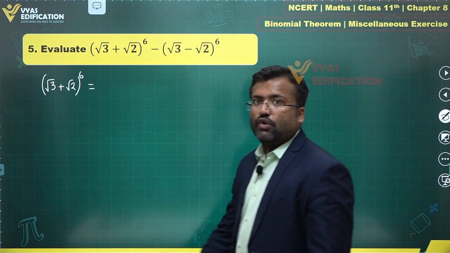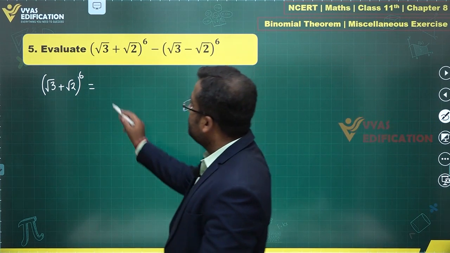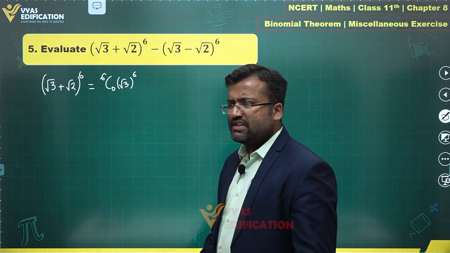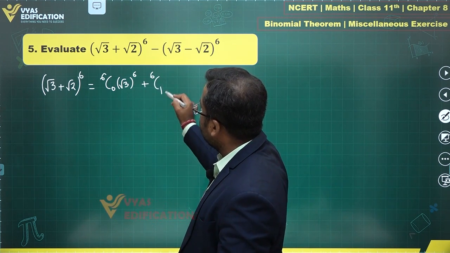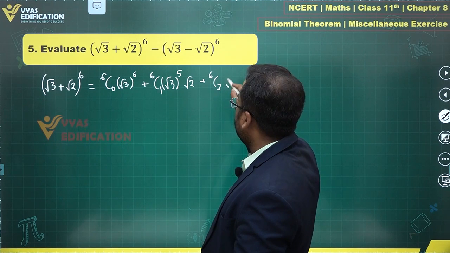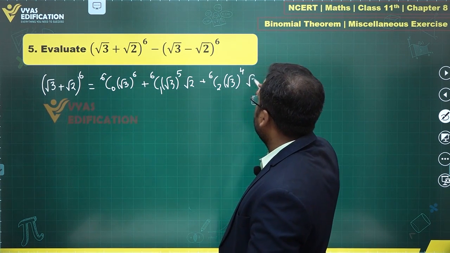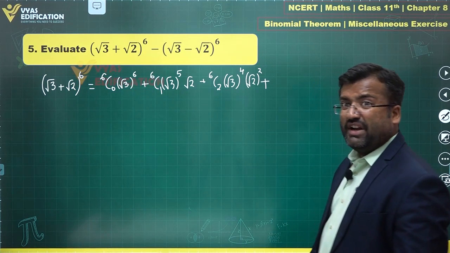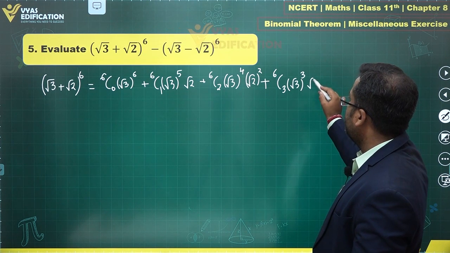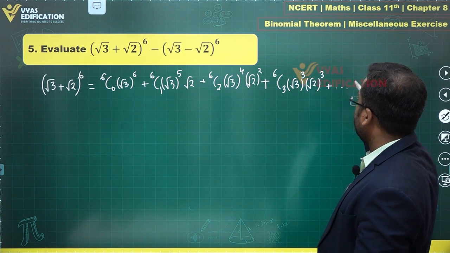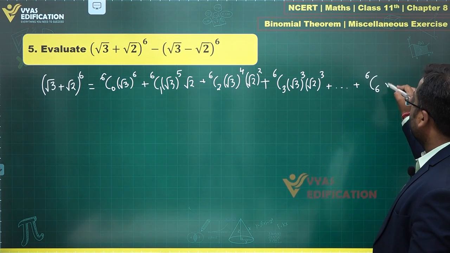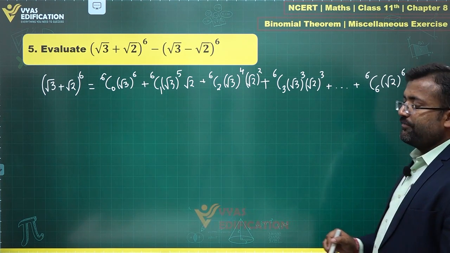Let me write the expansion of (root 3 plus root 2) whole power 6 first. There will be 7 terms in all. What are the terms? This will be 6C0 root 3 power 6, root 2 power 0, which is 1, that's not required, plus 6C1 root 3 power 5 root 2, plus 6C2 root 3 power 4 root 2 square, plus 6C3 root 3 power 3 root 2 power 3 plus dot dot dot, and the last term is 6C6 root 2 power 6. This is what you will get.